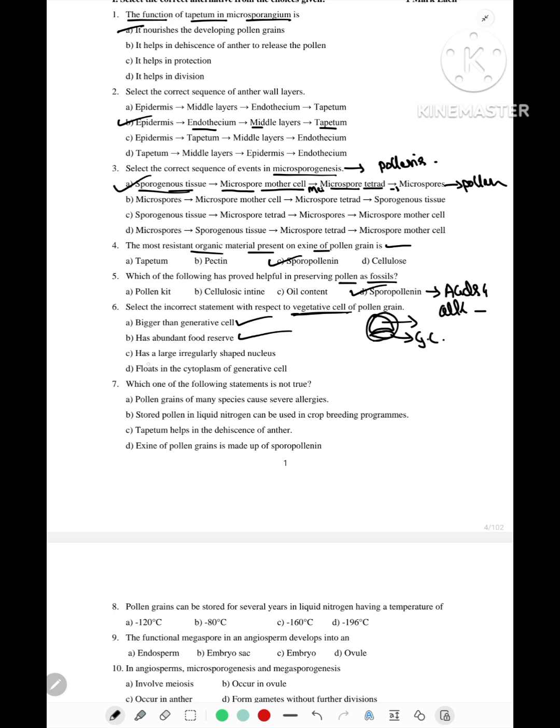Has abundant food reserves, correct. Has a large irregularly shaped nucleus, correct. Floats in the cytoplasm of generative cell. Actually, the generative cell floats in the cytoplasm of the vegetative cell, so this option is wrong. Which of the following statements is not true?